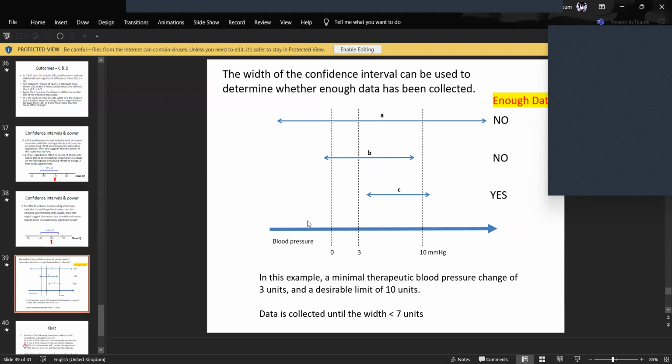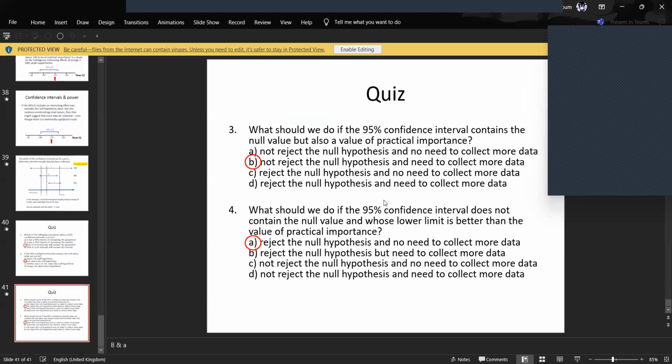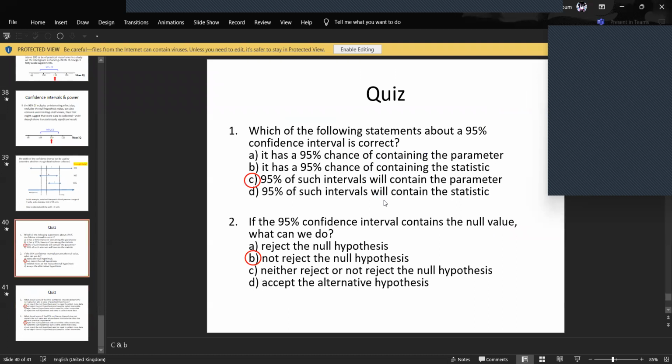Now, in example C, it's over the importance line, completely over the importance line, and it's not touching the null value. And so what we can say is that the treatment in C definitely works, and you have a large enough sample size that you can observe that difference. Okay, and so this is a quiz.